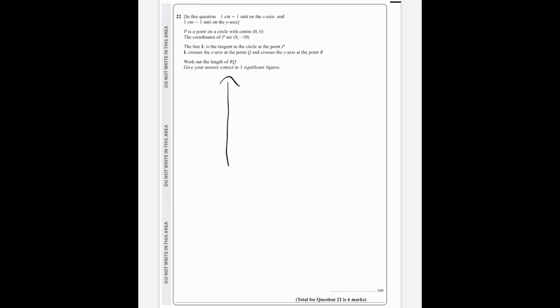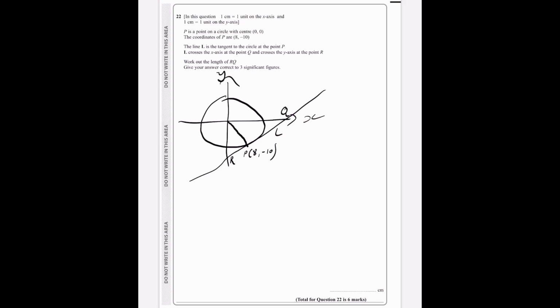Alright, question 22. Apologies for my picture. There you go, that's supposed to be a circle. We have point P on the circle with coordinates 8, -10, and we've got a tangent at P that passes through the y and the x-axis. Apologies for my tangent as well. Okay, so we want to find the coordinates of the 2 points Q and R. Q is the intersection with the x-axis, R is the intersection with the y-axis. I've drawn a little radius from the centre to the point P there.